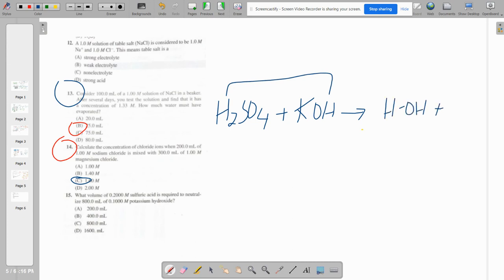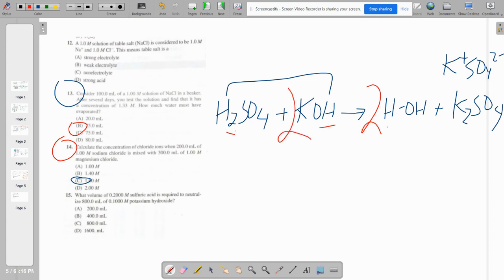And then our salt is going to be K2SO4. Since K is a plus and sulfate's a 2 minus, we need 2 Ks to balance out that sulfate. Then we'll balance this whole rascally thing. We've got 2 H's here but 1 H here, so I put a 2 in front. 2 OH's, only 1 OH here, so I put a 2 in front. 2 K's, 2 K's, 1 sulfate, 1 sulfate. If you didn't recognize this 2-to-1 ratio, you'd be hard-pressed to get this one right.